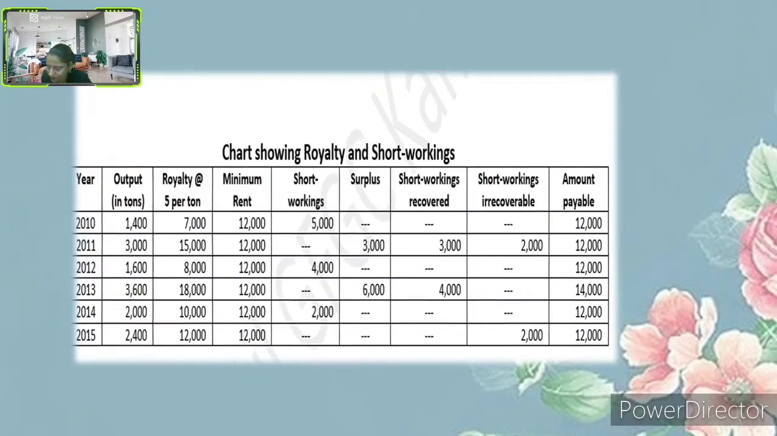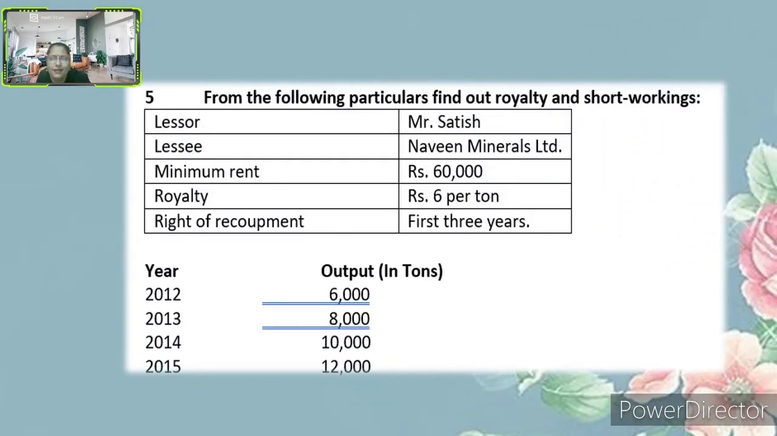Okay. Now let us see another problem. From the following particulars, find out royalty and short workings. Lessor and Mr. Satish, lessee Navin Minerals Limited. Minimum rent is 60,000. Royalty per ton is 6 per ton. The right of recoupment is for the first 3 years. Okay. They have given that the short workings should be recovered for the first 3 years only. They have given the totals for the years 12, 13, 14, 15: 6,000, 8,000, 10,000, 12,000. This is the output in tons. This is the given problem.